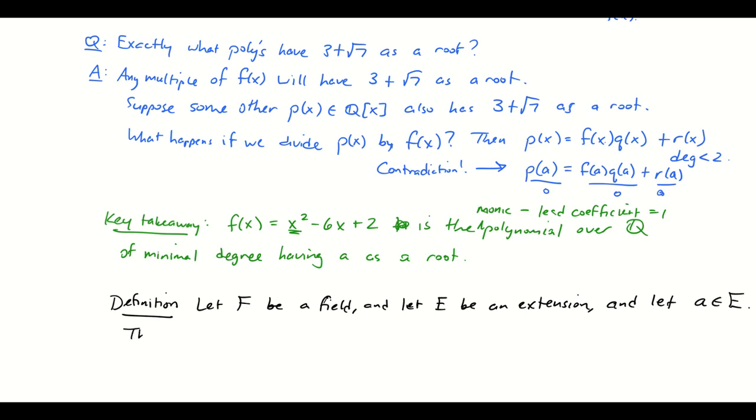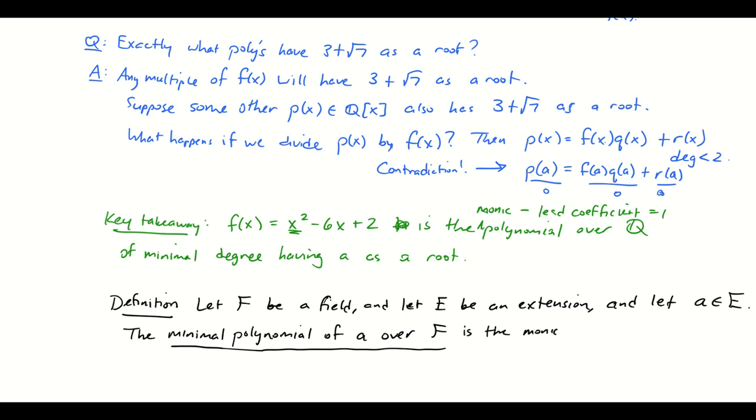So here's the definition. The minimal polynomial of A over F is the monic polynomial in F adjoin x of minimal degree having A as a root.